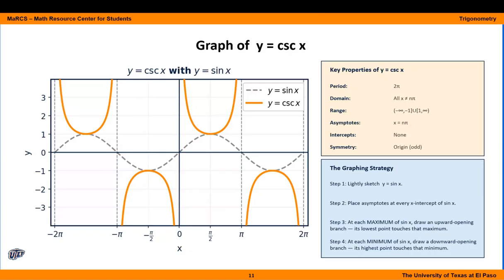Now let's interpret the graph. At each maximum of sine, cosecant has a minimum. And at each minimum of sine, cosecant has a maximum. Between asymptotes, the graph forms U-shaped branches. And importantly, the graph stays outside the interval from -1 to 1.